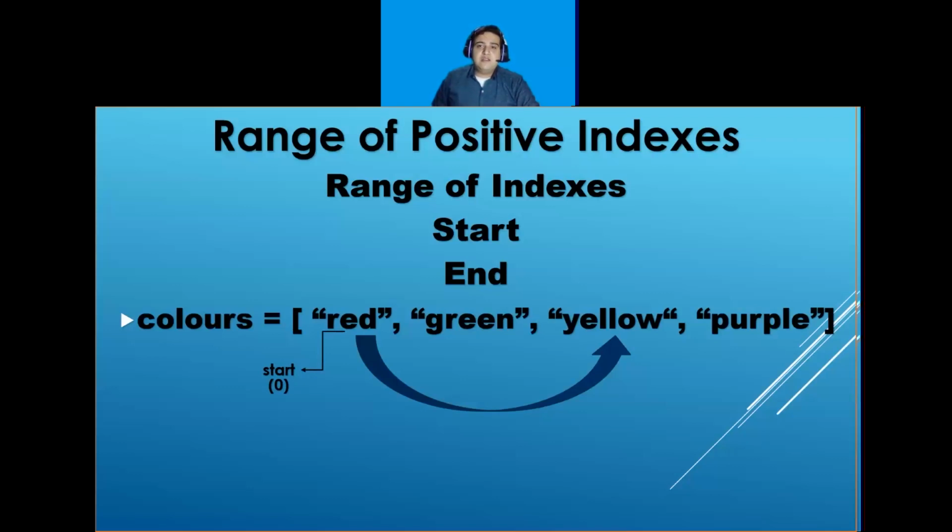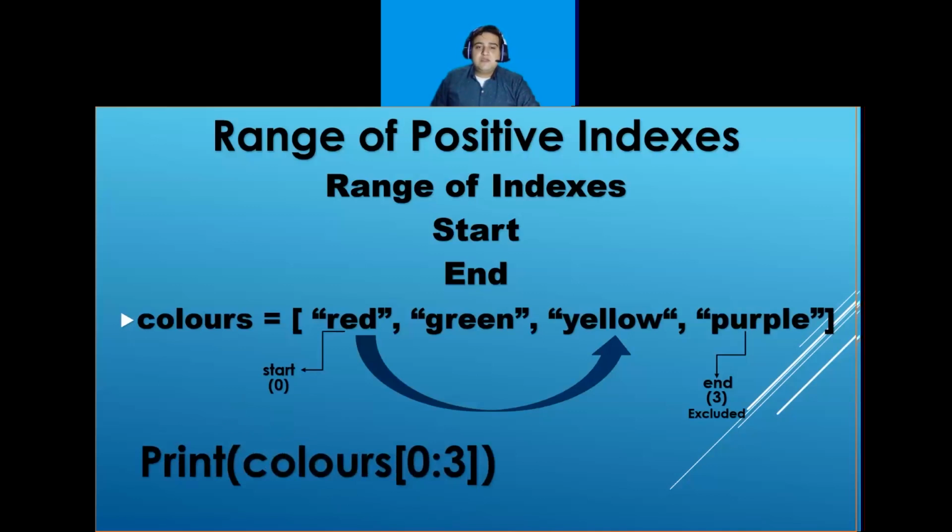So I will go till 3. If I print, I will use the print statement to print these quantities. So for example, here the start element is 0 and the end element is 3, and the end index is 3. So the output will be red, green and yellow.